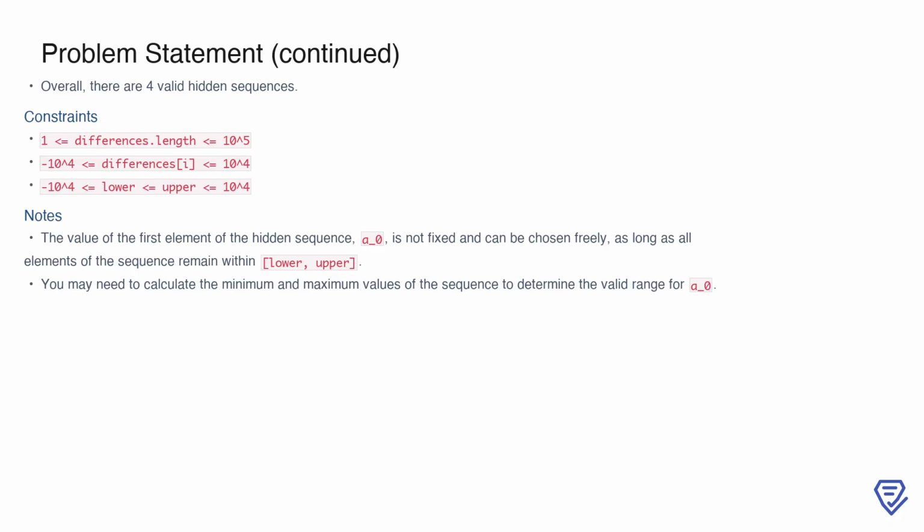This means that the key to solving the problem is determining the valid range of hidden[0] that keeps the entire sequence within lower and upper. To do this, we may need to calculate the cumulative minimum and maximum values of the sequence based on the differences. An efficient approach will ensure we handle the constraints while accurately counting the valid sequences.